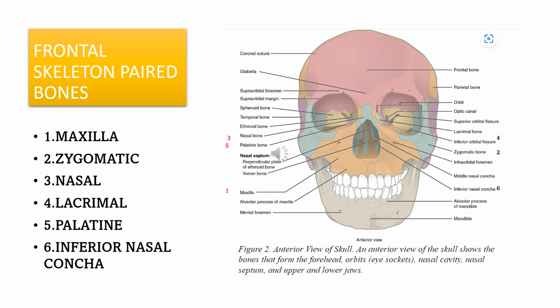So now next are the facial skeleton paired bones. First of all, the first one, maxilla, is marked as 1 in the diagram. As we can see in the diagram, the bones are shown by their numbers. First is maxilla, second is zygomatic, third is nasal, fourth is lacrimal, fifth is palatine, and inferior nasal concha. You can see all of these bones in this diagram.